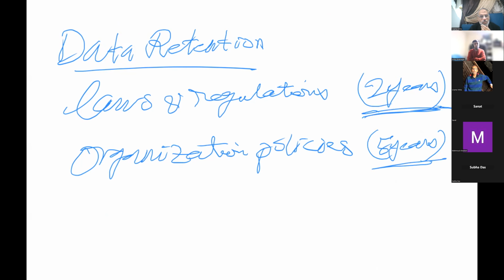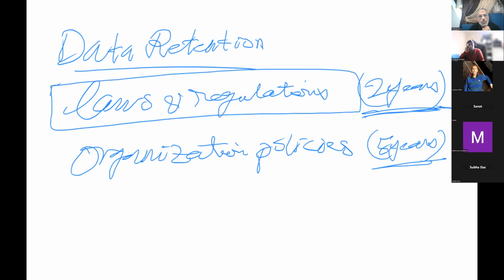You will take the most complex one, which is 5 years. And violate the laws and regulations? No, you will not violate it, but you will keep it more, 2 years and more. It's a violation. If it's privacy data, it should be deleted after 2 years or after the period of processing the data. This is a violation.